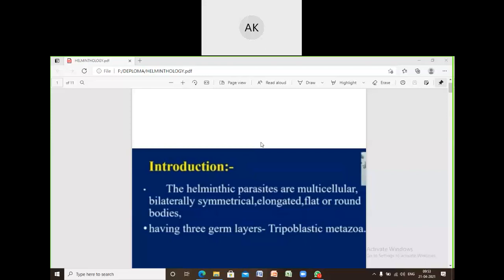Okay, so remember that Helminths are multicellular. They are mirror images of each other. They are long and might be flat or round in shape, and they have 3 layers, so they are termed as triploblastic metazoa. Metazoa is the animal kingdom in which the multicellular animals are differentiated. It is a kingdom. Okay. Are you clear with the definition?